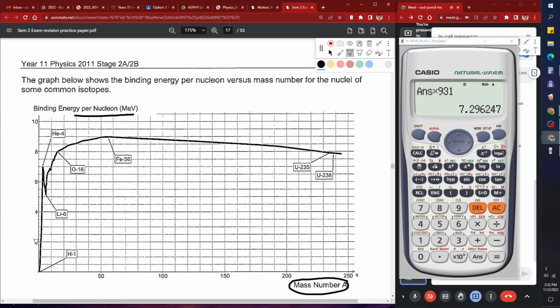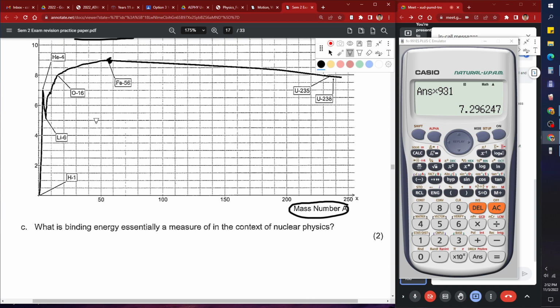Okay, so we read this right. It means that as you get bigger and bigger in mass, except for lithium, the trend is that you end up with more energy per nucleon until this point here, about iron. Then it starts to go downwards. So that's how we read the graph.